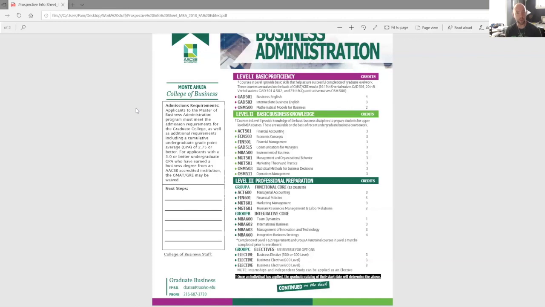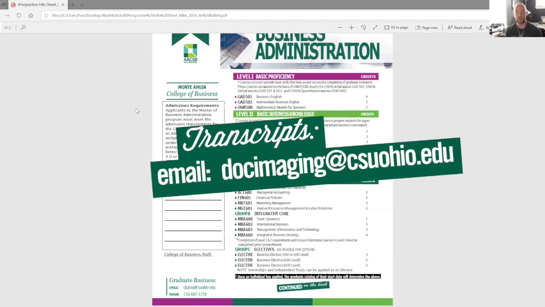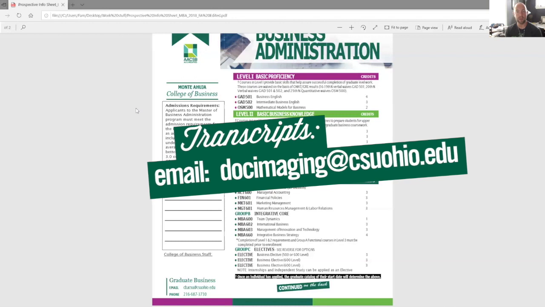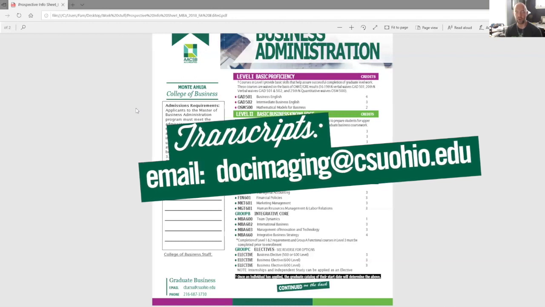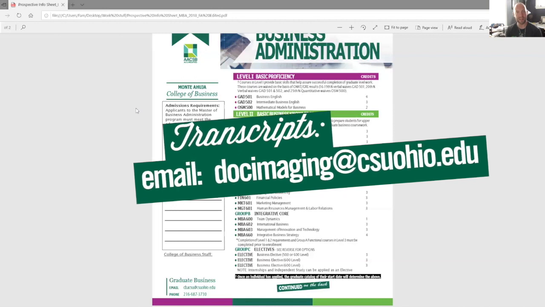For the fall 2020 semester, we're taking unofficial transcripts. At some point, we will eventually need official transcripts, meaning transcripts that come from the institution. But just to get you admitted for the fall, you can upload unofficial transcripts that you can send to us. And you can send unofficial transcripts to Doc Imaging, that's DOCIMAGING at csuohio.edu.